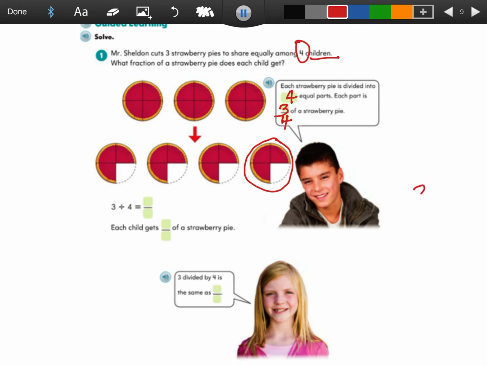The other way to think about it is 3 divided by 4. So 3 divided by 4 is also 3/4, and each child gets 3/4 of a strawberry pie. 3 divided by 4 is the same as 3/4.